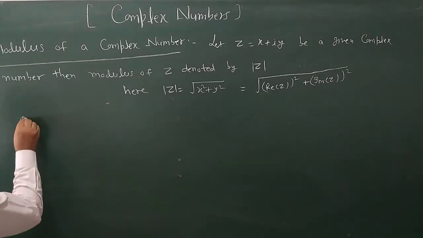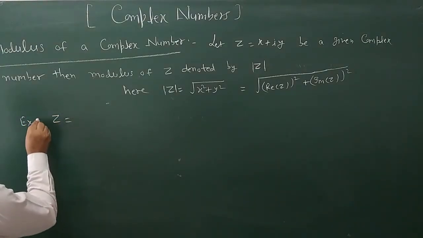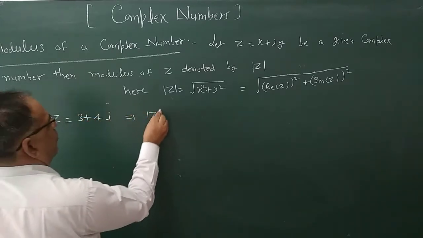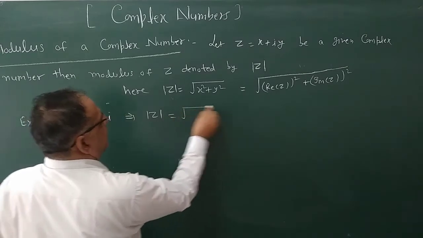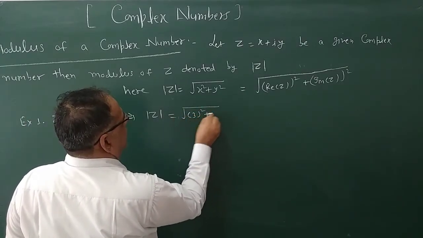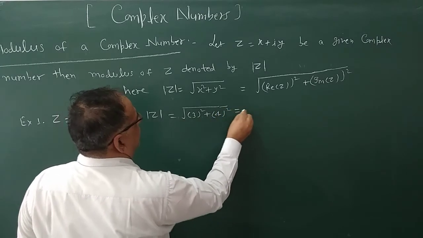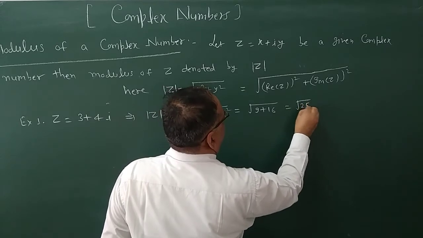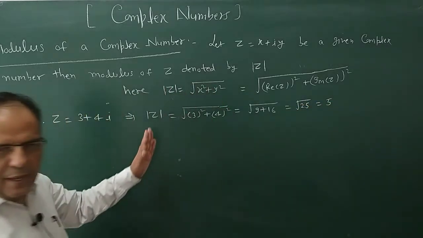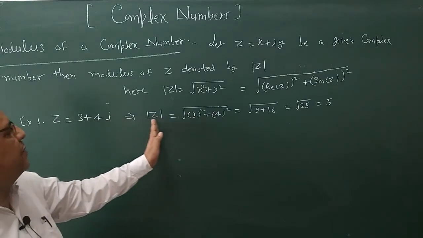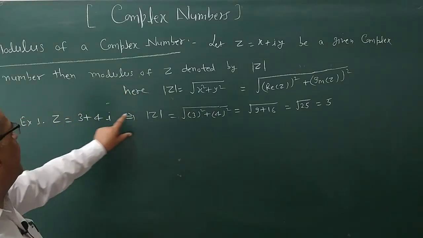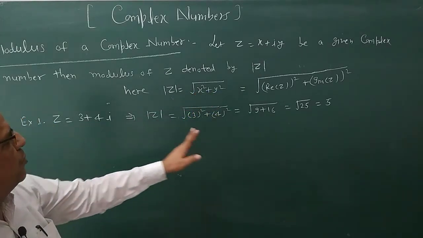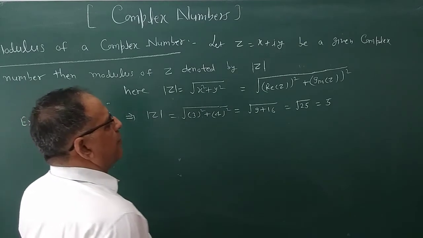For example, z equal to 3 plus 4 iota, then magnitude or modulus of z is given by 3 square plus 4 square, that means square root of 9 plus 16, square root of 25, that means 5. So if a complex number z equal to 3 plus 4 iota is given, how can we find the modulus z? Mod z equal to under root of x square plus y square, that means 3 square plus 4 square, 9 plus 16, 25 equal to 5.